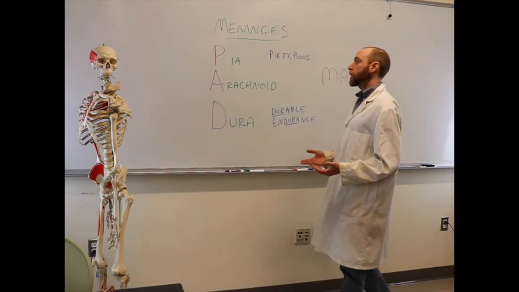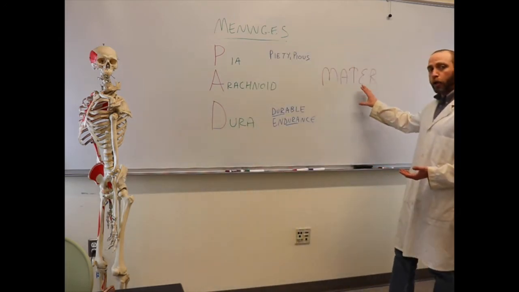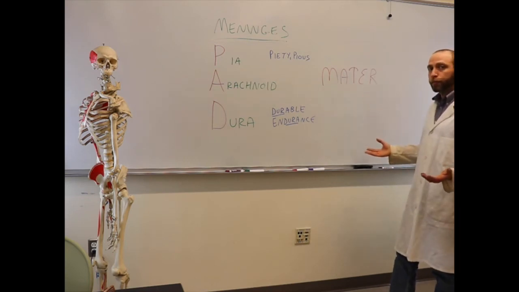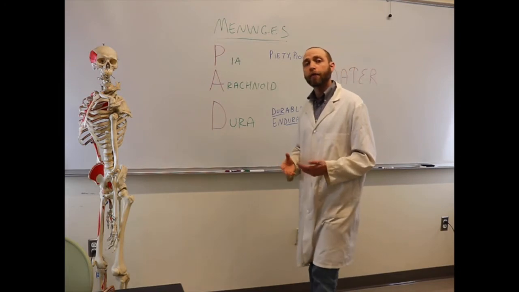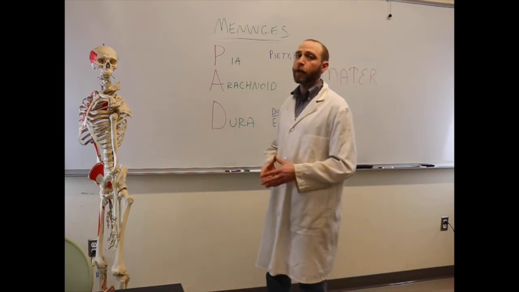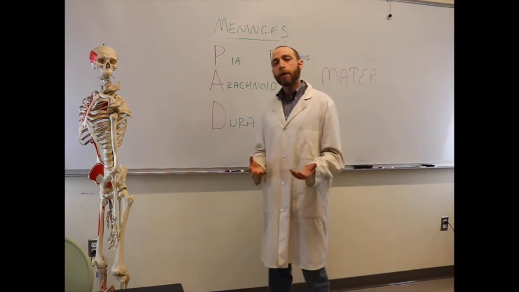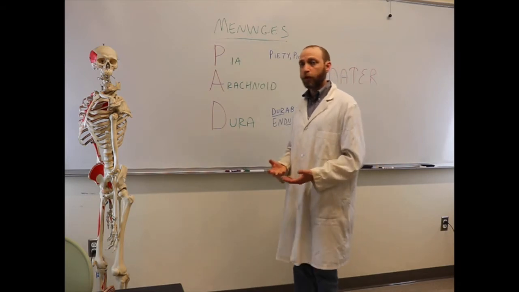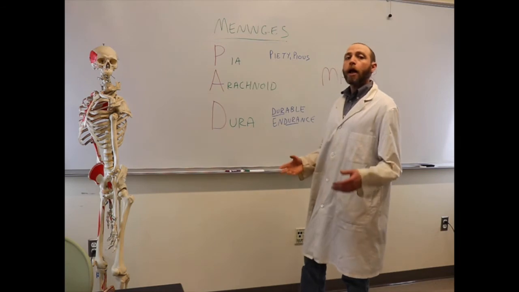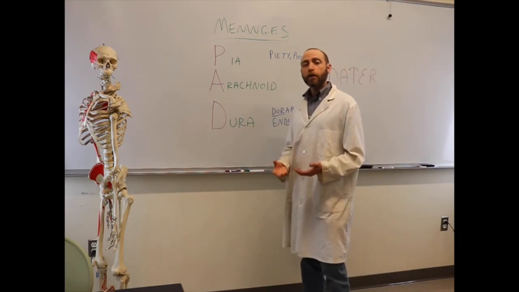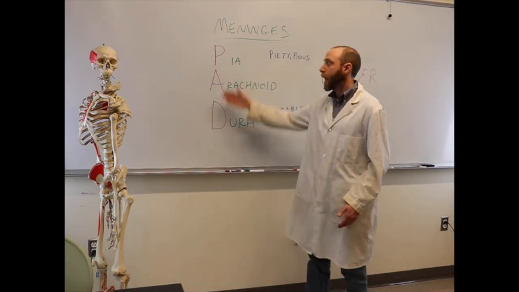Now, each of the meninges has a 2-word name, and the second word is mater, which means mother. This is because early anatomists thought that all tissues in the body derive from the meninges, but we know now that this is not the case. So I've listed the 3 meninges in order from deep to superficial: pia, arachnoid, and dura. Now, when we take the first letter of each of these 3 words, we can see that it spells PAD.